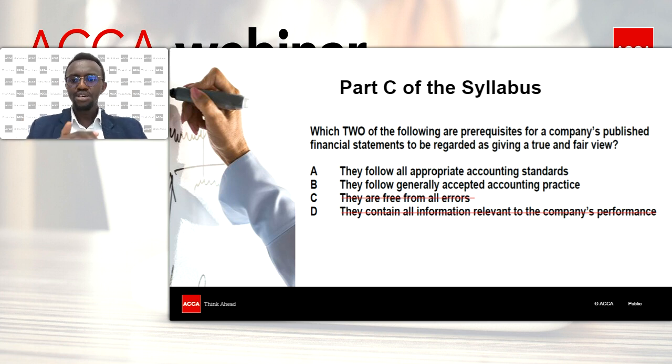Then we're also told here they contain all information relevant to the company's performance. Now, it's not all information primarily. You do appreciate the fact that financial statements do not reflect all company performance aspects, okay? Because you'll appreciate that there are integrated reports that might touch on the social and environmental performance, which may be very hard to quantify.